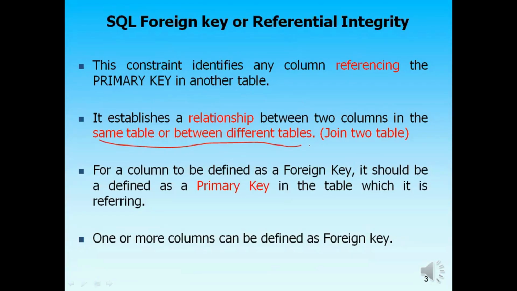I hope you are clear with the concept, but in short, I will repeat what a foreign key is and discuss the syntax for creating it. One thing about the foreign key you can remember: one or more columns can be defined as a foreign key. In one table there can be multiple foreign key columns. For example, for the student table, department ID can be a foreign key and course ID can be a foreign key. So you can remember, a child table can have multiple foreign keys.